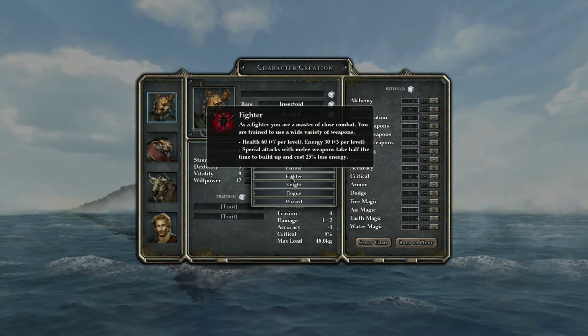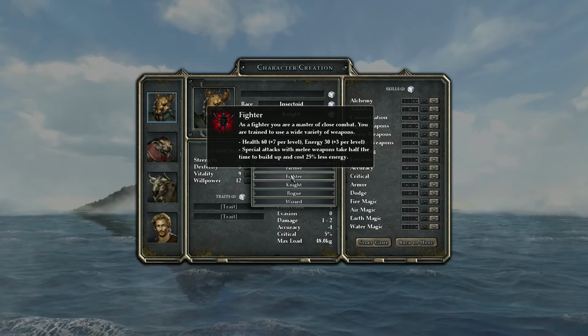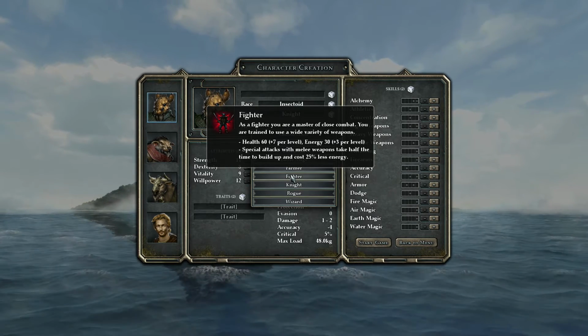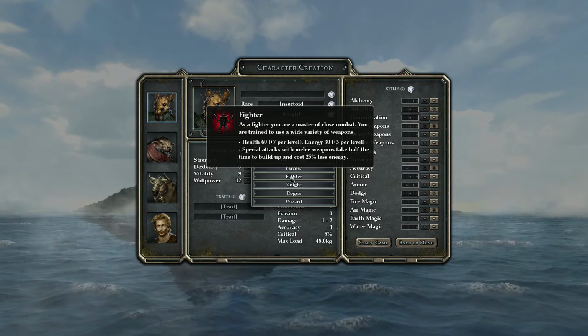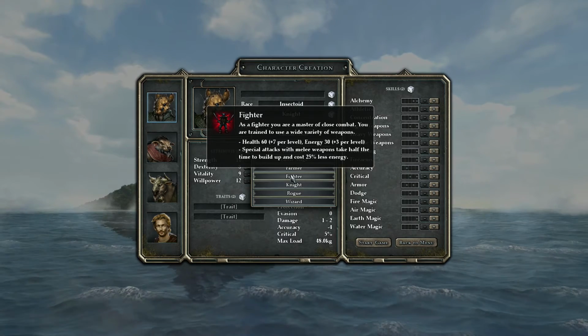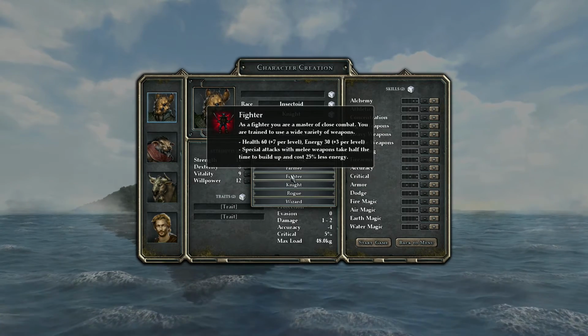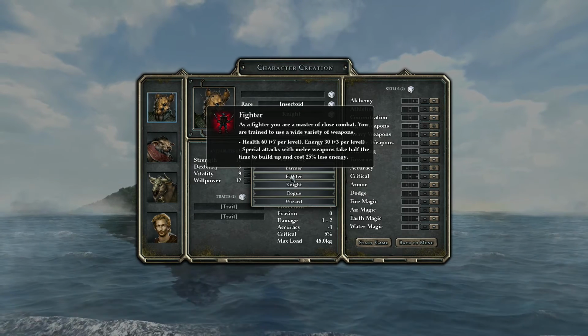Fighter. As a fighter, you are a master of close combat. You are trained to use a wide variety of weapons. Health 60, plus 7 per level. Energy 30, plus 3 per level. Special attacks with melee weapons take half the time to build up and cost 30% less energy.